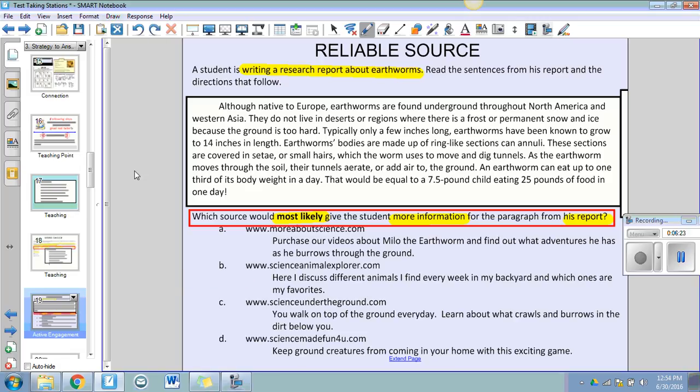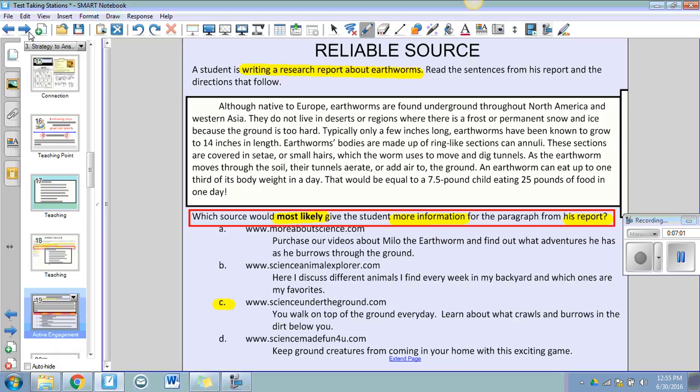The next one is Science Under the Ground. You walk on top of the ground every day, learn about what crawls and burrows in the dirt before you. Okay, that could be reliable. It's about science. I'm going to read my next choice. Science Made Fun for You. Keep ground creatures from coming in your home with this exciting game. Well, game is not going to give me reliable information. So here I'm left with B or C. Again, because I don't really know who I is, I'm going to assume that C is the correct answer.